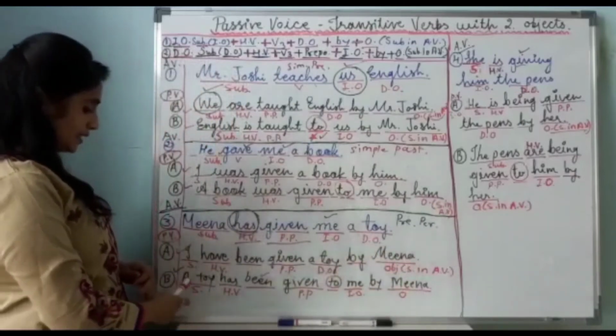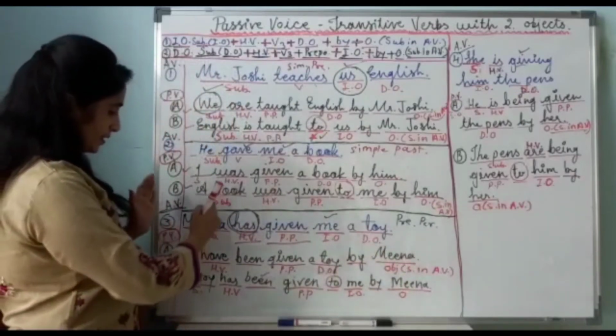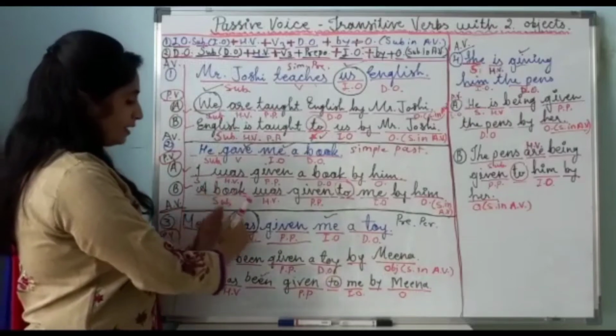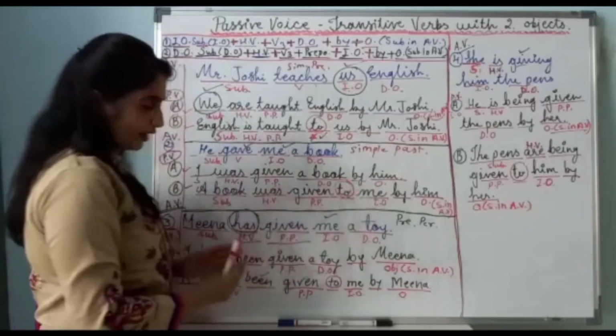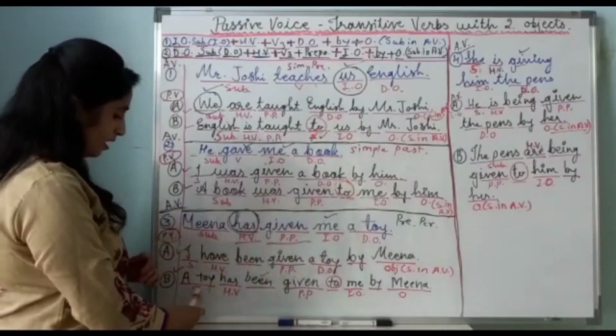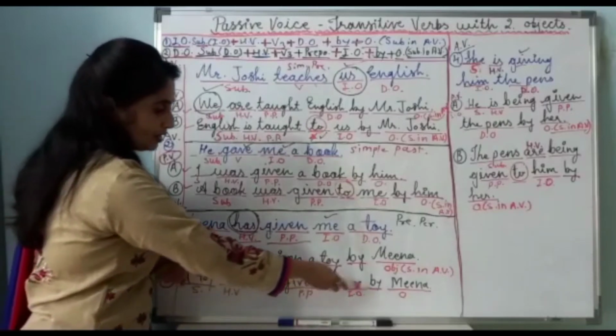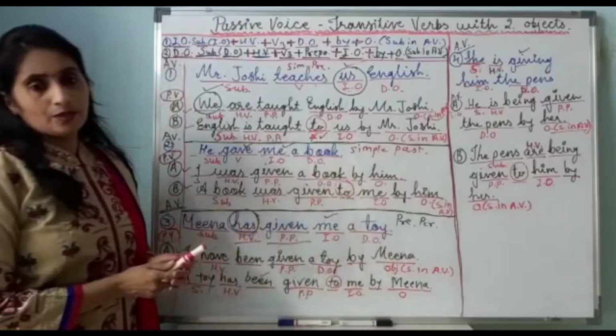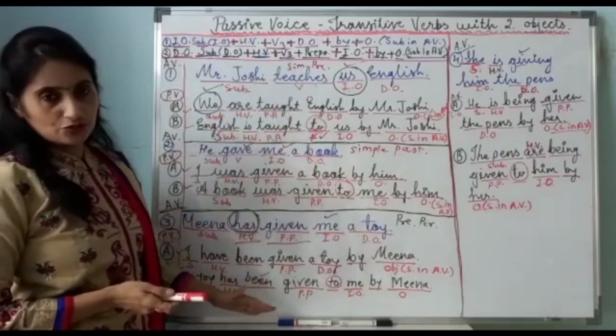So, the sentence is like this. That is the conversion of the sentence. Meena has given me a toy is like this: A toy has been given to me by Meena. So, I hope that you have understood this.